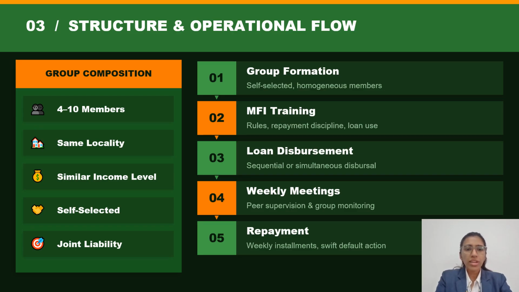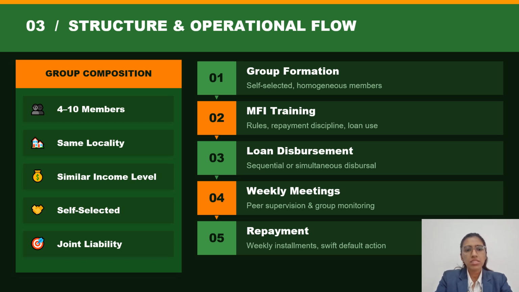Let's now look at the structure and how it actually operates. First, the group composition. A typical group has 4 to 10 members, formed from the same locality, with a similar socio-economic background, and most importantly they are self-selected. No one is forced into a group, right? So in step 1, the group formation, members come together voluntarily from the same area, with a similar income level.